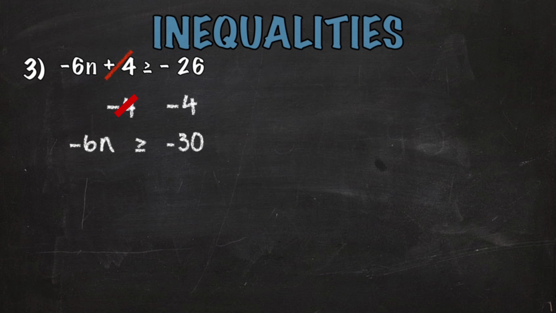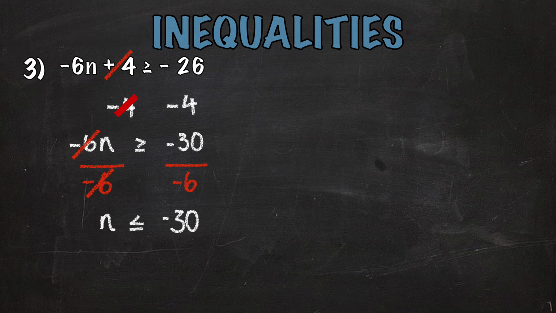In order to get n on its own, we have to use inverse operation. Currently, it is being multiplied by minus 6, which means we have to do the opposite, which would be divide by minus 6. And of course, since we are dividing by minus 6 on the left side, then we must do the same on the right side. The left side cancels out, isolating n completely. However, since we divided by a negative, our inequality changes to be less than or equal to minus 30 over minus 6. So n is less than or equal to 5.